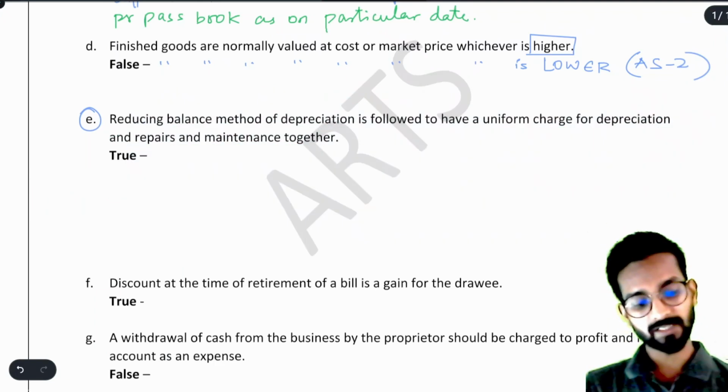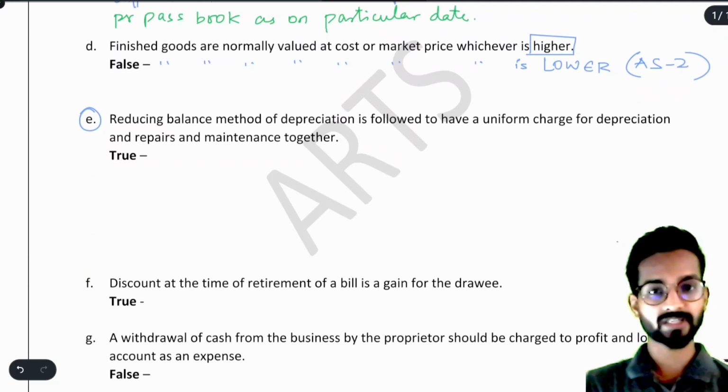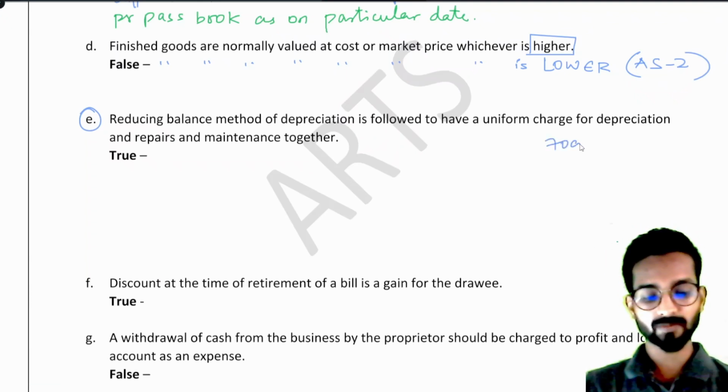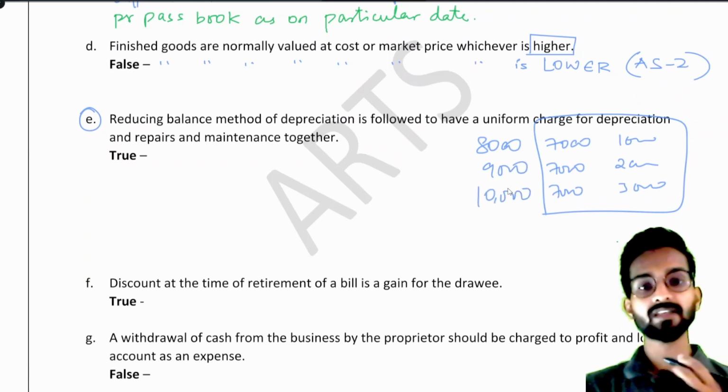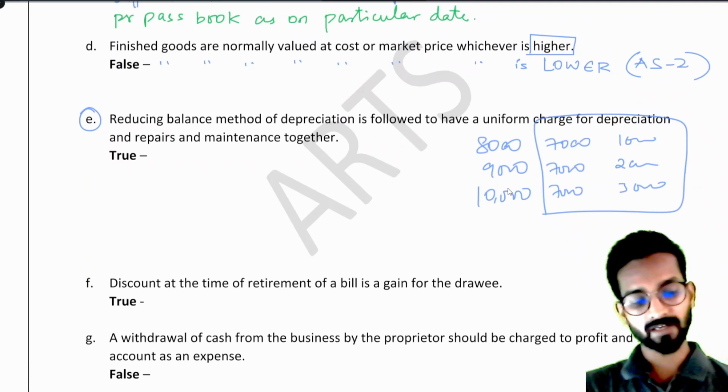You can also think like that: suppose we are using the straight line method, so every year the depreciation will be, suppose, 7,000, but in the first year repairs will be 1,000, next year 2,000, then next year 3,000. Now think about the profit and loss. First year 8,000, then 9,000, then 10,000. The expense in the profit and loss will be increasing and increasing every year. That is the problem with the straight line method.